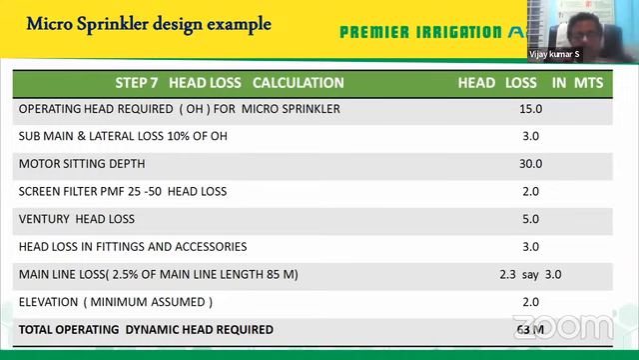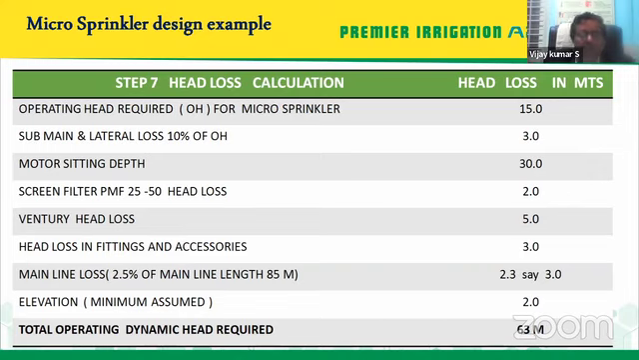Whenever I pass water through any kind of obstruction, that is going to create a friction loss. So the screen filter will create a loss of 2 meters. And if I am going to provide a venturi, and if you want to do the fertigation, in that case, I have to add 5 meters for the venturi also. And then the head loss in the fittings and accessories will be between 2 to 3 meters.